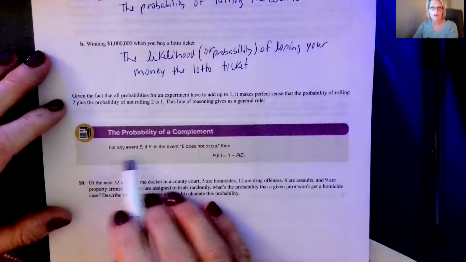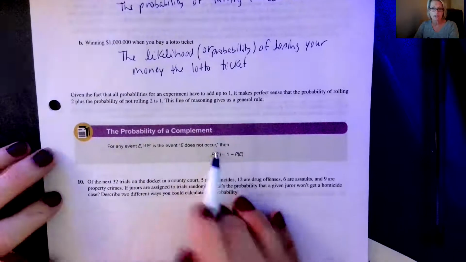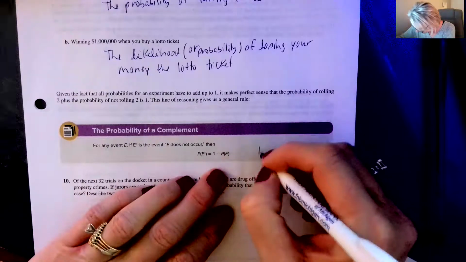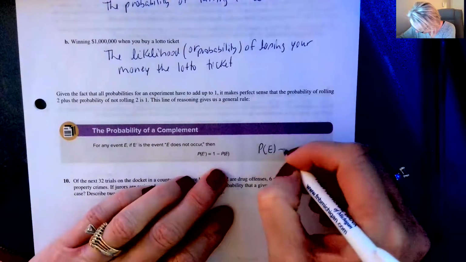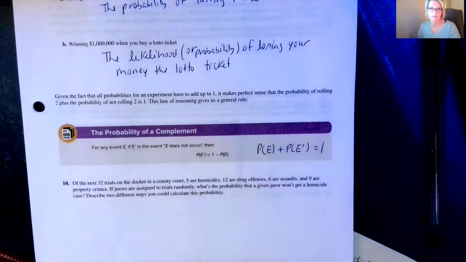Okay, so for any event E, E complement is the event E does not occur. So 1 minus the probability of E. That means the probability of E plus the probability of E complement should equal 1. Something to think about.